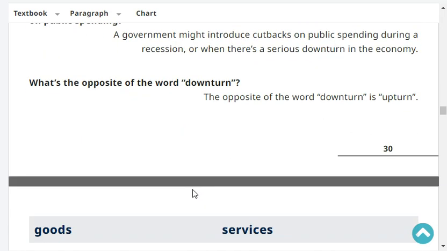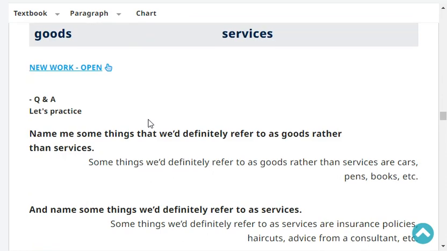Wait, what's the opposite of the word downturn? The opposite of the word downturn is upturn. Very good. Name me some things that we definitely refer to as goods rather than services.